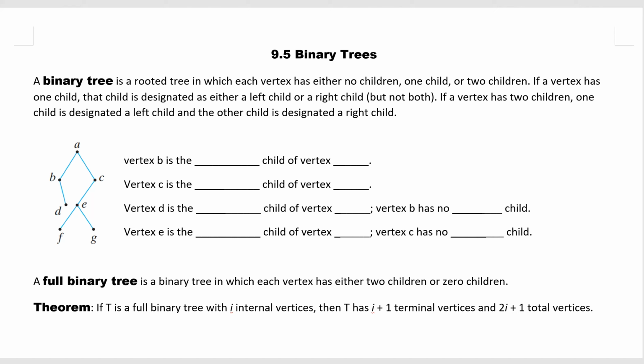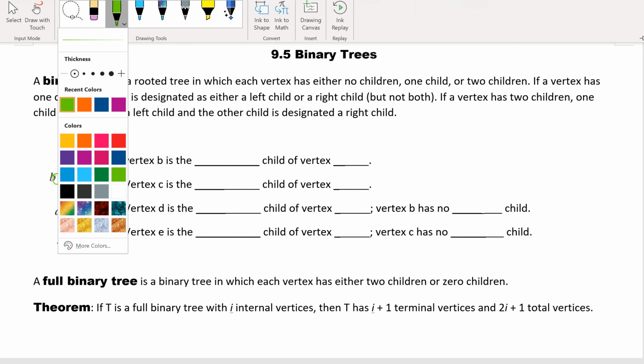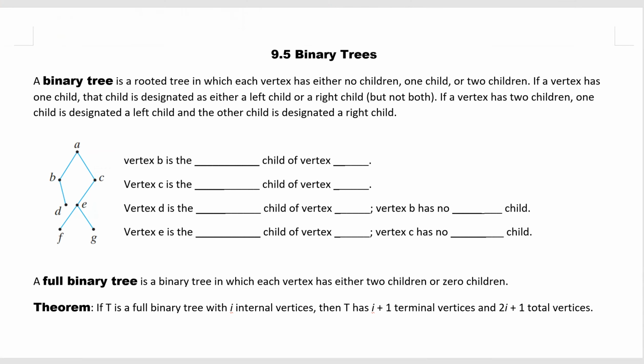Let's look at this picture. So vertex B is the left child of vertex A, right? So we have the left child of vertex A. Vertex C is the right child of vertex A. Okay? Could you continue to pause the video and work on this problem? And then play the video to check your answers.